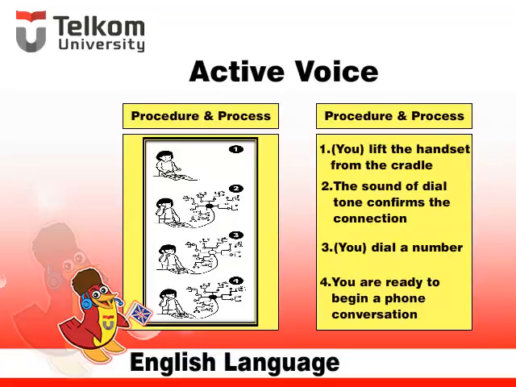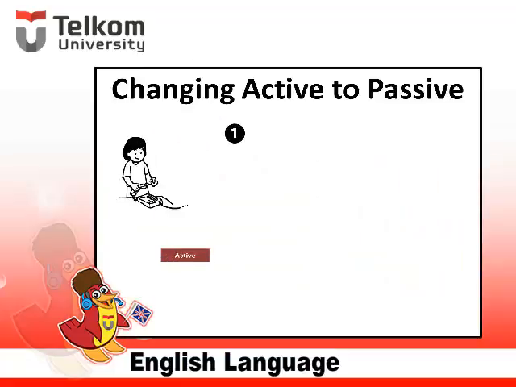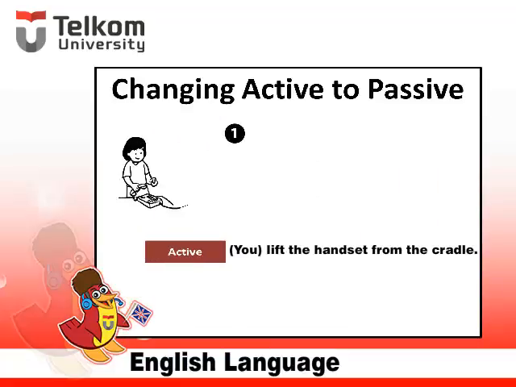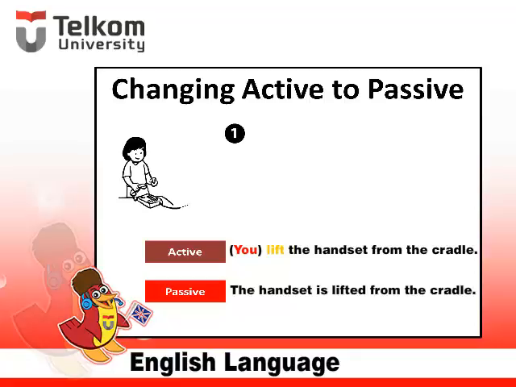Let's see here. All procedures and processes are written in active voice. Active voice: you lift the handset from the cradle. In active voice, the subject is you. The verb is lift. And passive voice: the handset is lifted from the cradle. In passive voice, the subject becomes the handset. The verb form becomes is lifted.